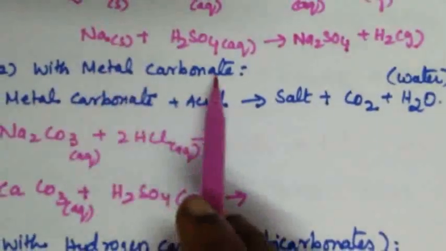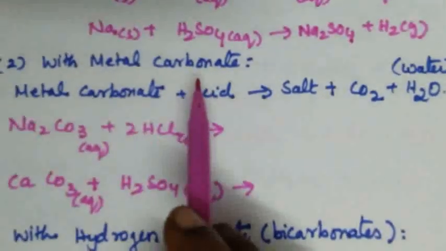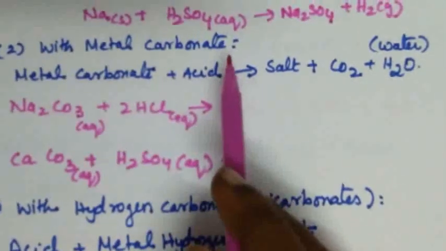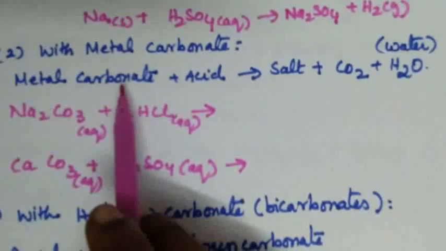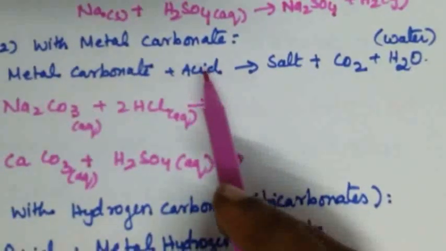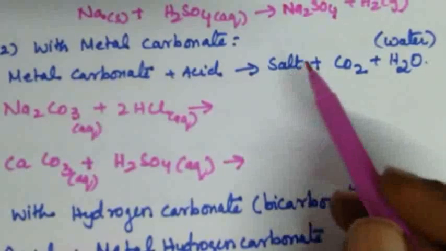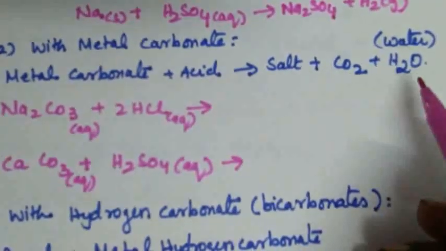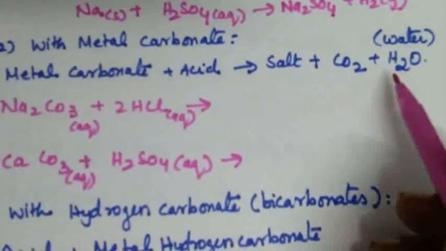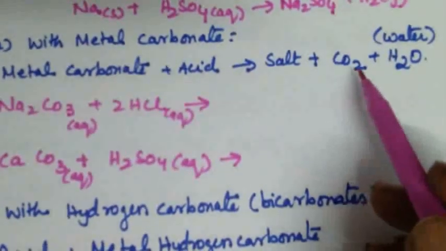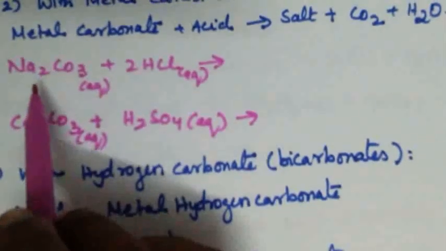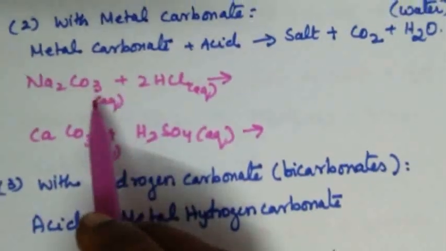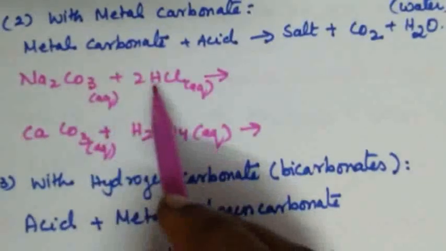With metal carbonate, instead of zinc, if I take zinc carbonate, like that. So when I take metal carbonate and add acid to it, again I get salt and I get carbon dioxide and water. Now here we get water as well as carbon dioxide. Let us take sodium carbonate. So metal carbonate with HCl.